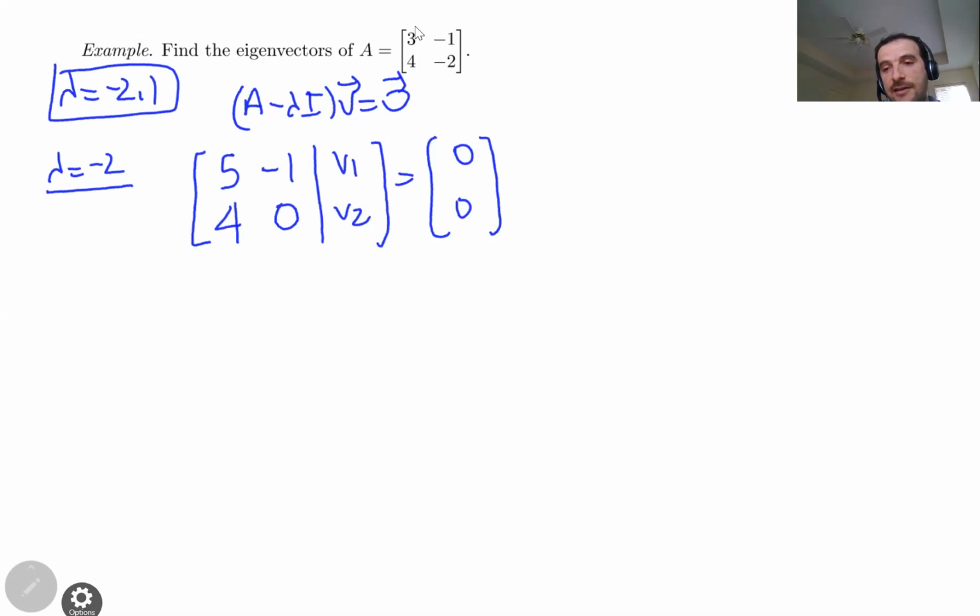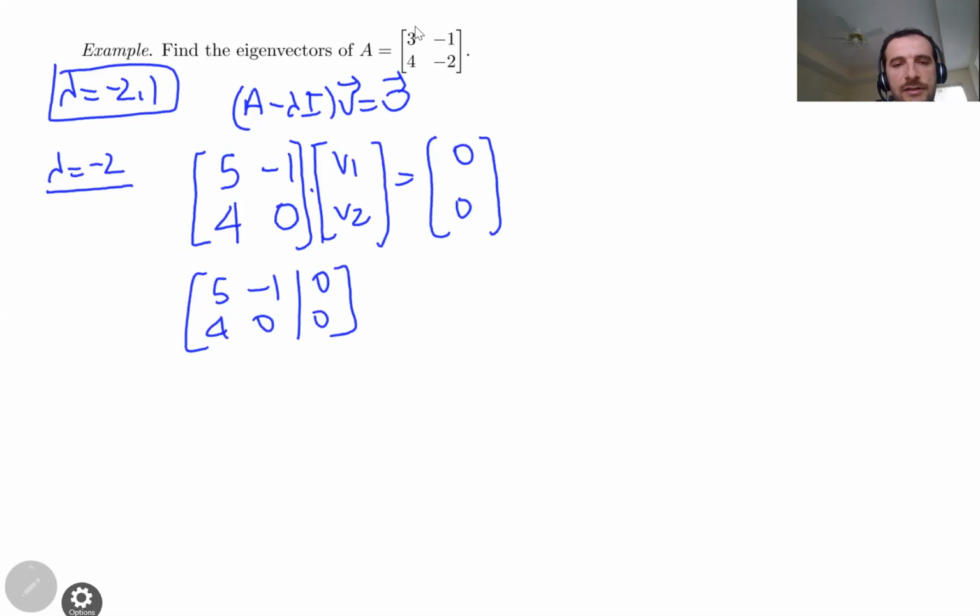So basically what I need to do is just solve this equation, right? Maybe I can also write it this way: this times that is equal to 0. So basically, to solve this equation, I need to solve this augmented matrix: 5, minus 1, 4, 0, 0, 0. And the way to solve this, remember, is to row reduce the left-hand side to the identity matrix.